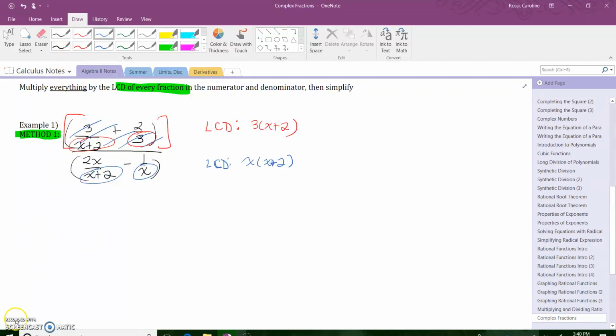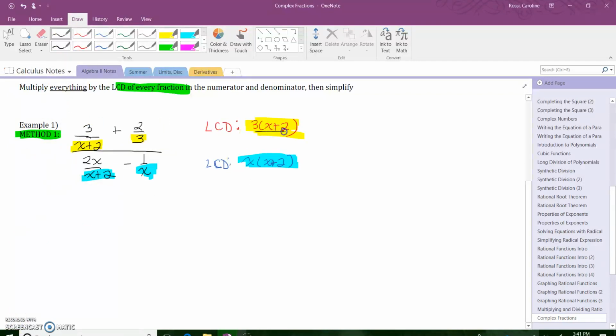Now what I need to do, make my yellow denominators look like this yellow LCD, and make my blue denominators look like this blue LCD. So in order to make x plus 2 become 3 times x plus 2, I need a 3 here. And in order to make 3 look like my LCD, I need an x plus 2. Let's go ahead down here and rewrite that. 3 times 3 is 9, plus 2 times the quantity x plus 2. I can put this over the one LCD now, 3 parentheses x plus 2.